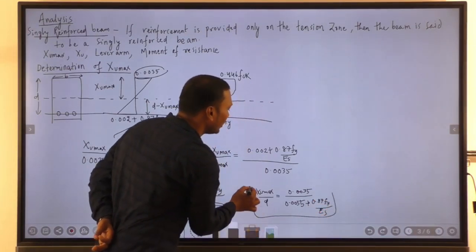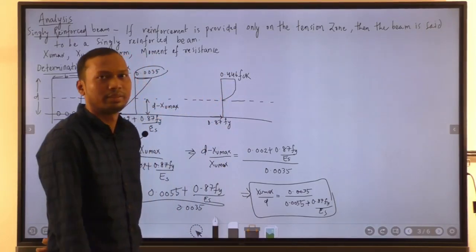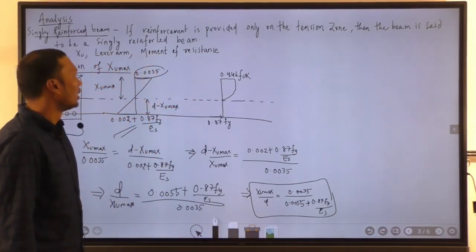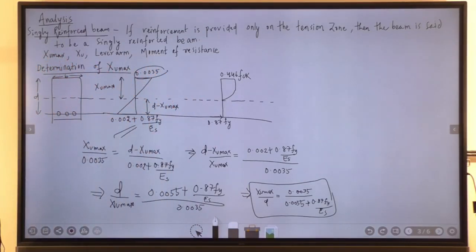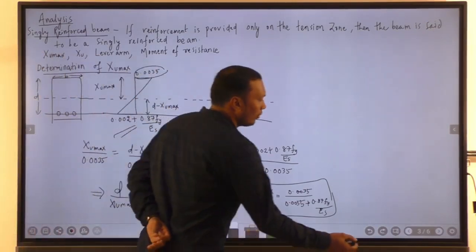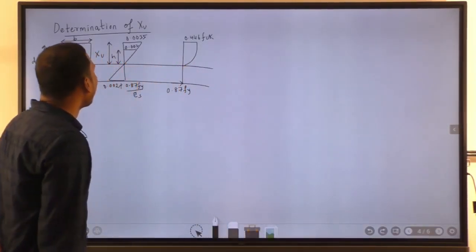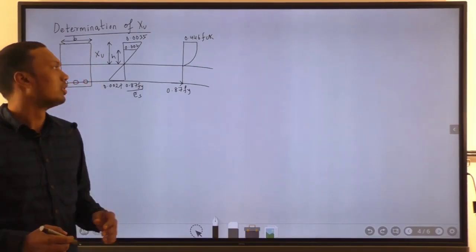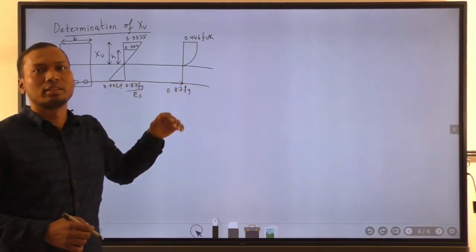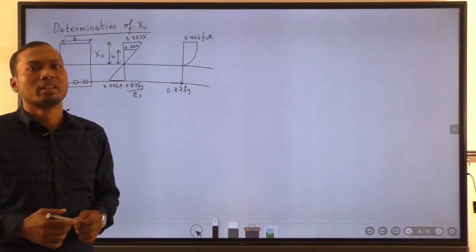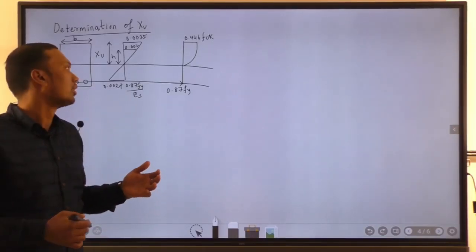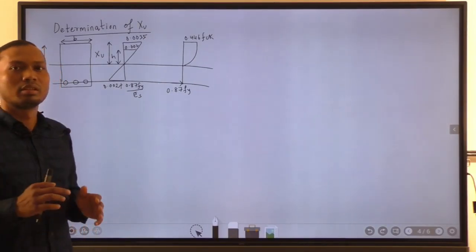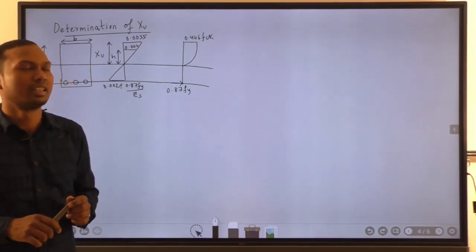With the help of this equation, if we know the grade of steel and the effective depth, then we can easily determine Xu max, right? Then let's move to determine Xu. Determination of Xu is actually very easy, because once we know the neutral axis, we know that it always divides the section into two parts, the compressive part and the tensile part. So the compressive force is always equal to the tensile force.